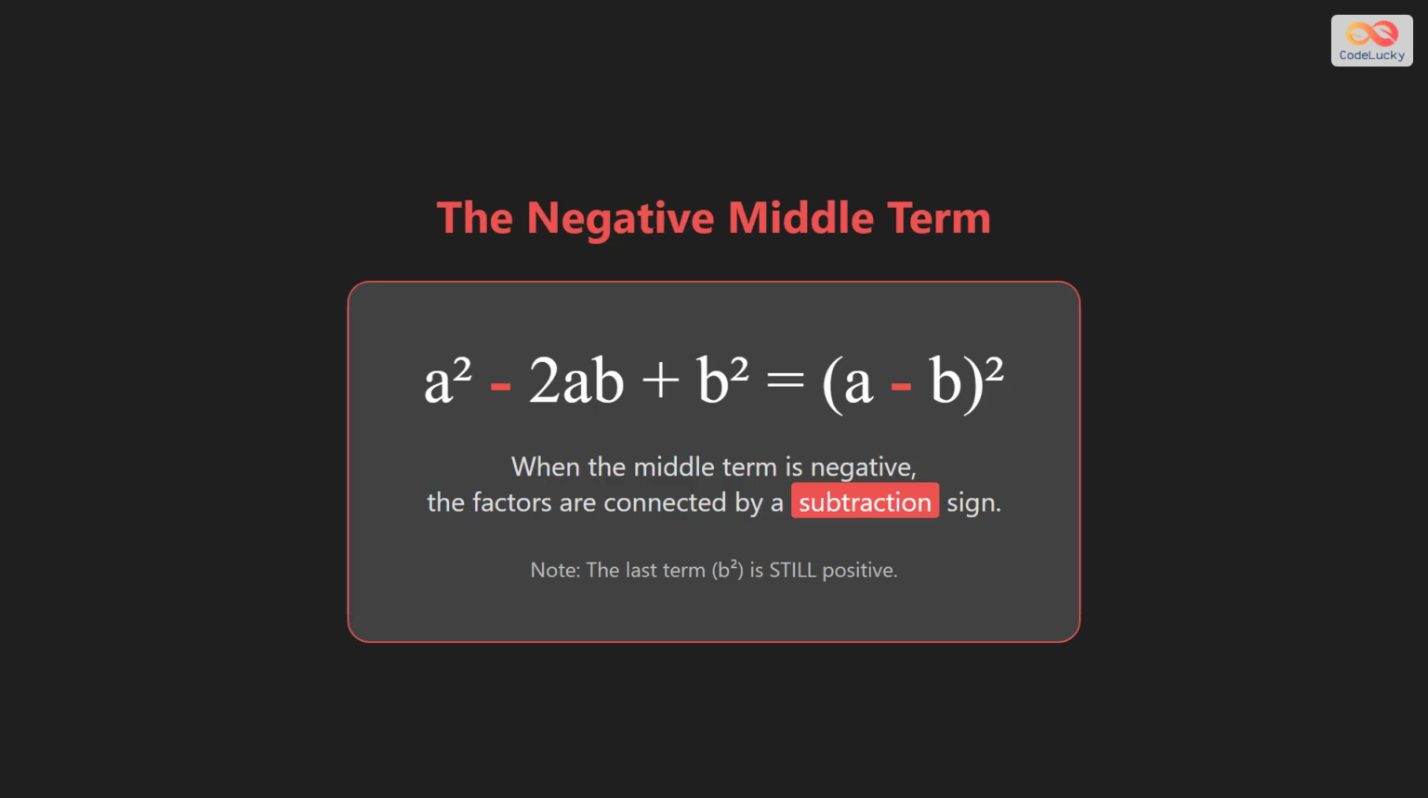What if there is a minus sign? If the middle term is negative, the pattern is almost the same, but the answer will have a subtraction sign. A squared minus 2ab plus b squared factors to the quantity a minus b squared. Note that the last term, b squared, is still positive.